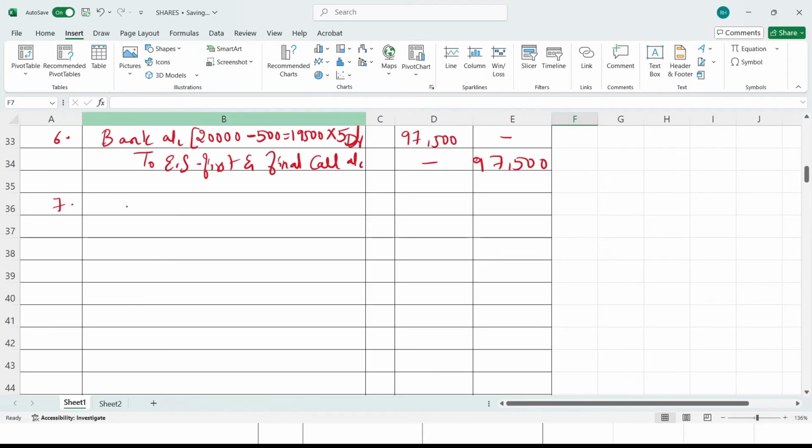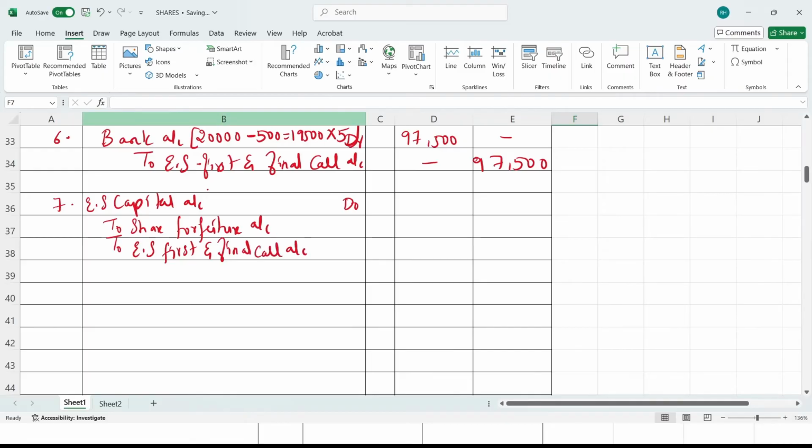Okay, what will be the entry for cancellation? Equity share capital account debited to share forfeiture account and to equity share first and final call account.